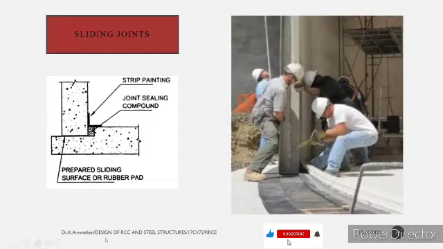You can see an example of a sliding joint. Here, this is a prefabricated water tank. You can see the base slab. Above the base slab, the wall is connected by using the sliding joint. This is a material which allows the water tank to slide. This water tank is connected by a hinged joint between the base slab and the wall.